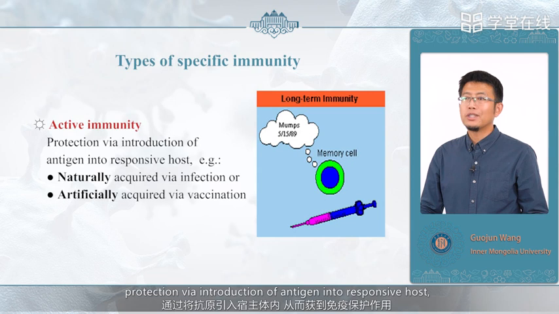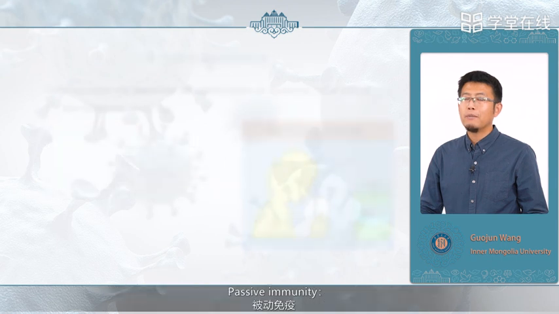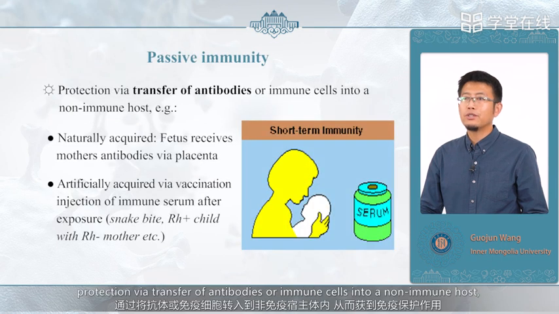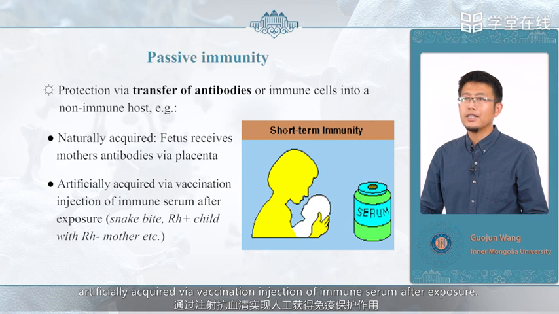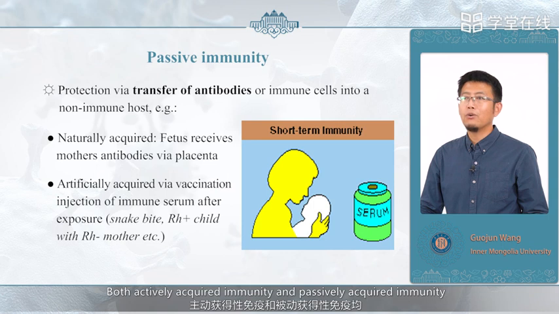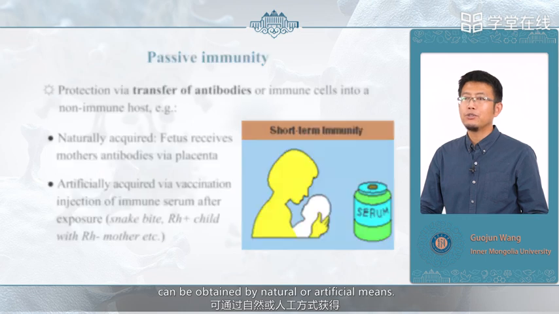Active immunity is protection via introduction of antigen into a responsive host. For example, naturally acquired via infection or artificially acquired via vaccination. Passive immunity is protection via transfer of antibodies or immune cells to a non-immune host. For example, artificially acquired via injection of immune serum after exposure. Both actively acquired immunity and passively acquired immunity can be obtained by natural or artificial means.